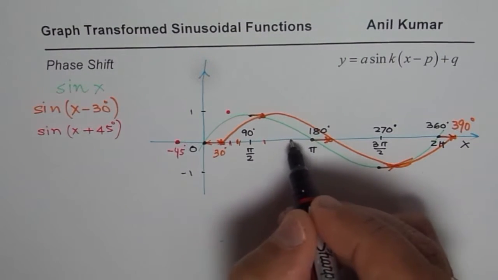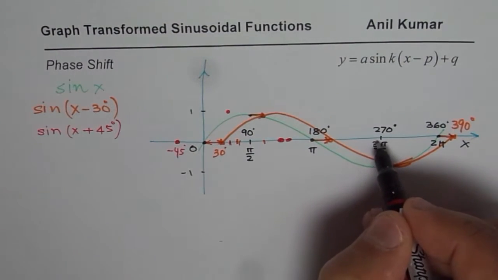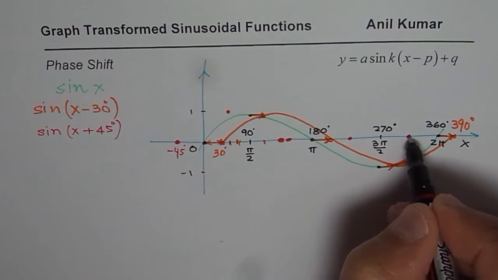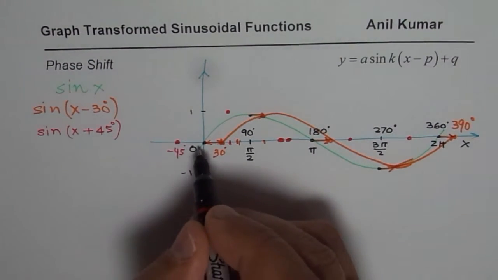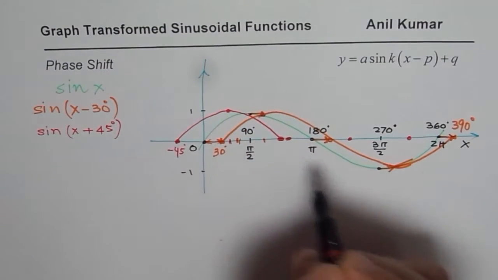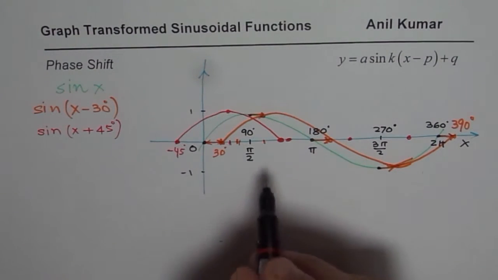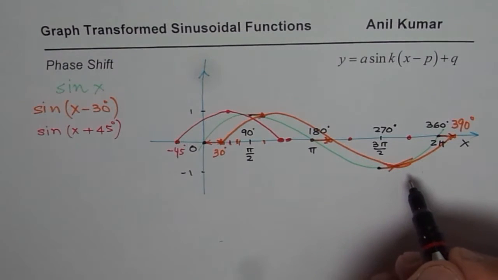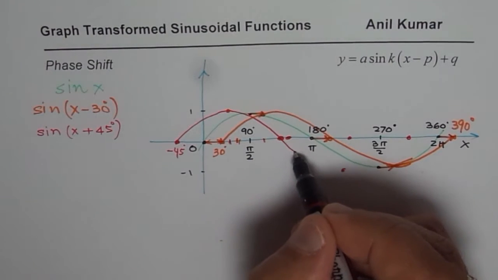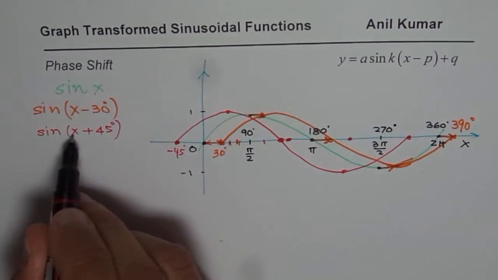So these points we are considering, this will be here, and will move 45 degrees, which is half of this interval, right? So that is how you mark those points, move them, and then you can connect them, right? So you connect these points. Once you connect these points, so this point is wrong. This is the point I'm looking for, right? So here it is. So that is the graph for sine of x plus 45.